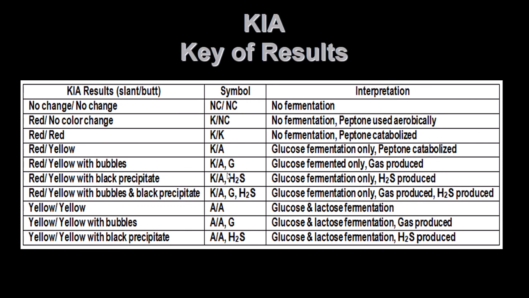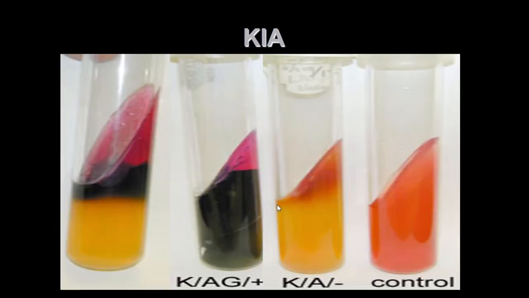So those are the ones that we rely upon in the identification, and then you have to remember whether it's red or yellow. Yellow means fermentation. Red means that the peptone is catabolized more, the pH is higher. The red means high pH. Yellow means low pH or acidic. The first reading is for the slant and the second for the butt. And so this is really very important in the identification process.